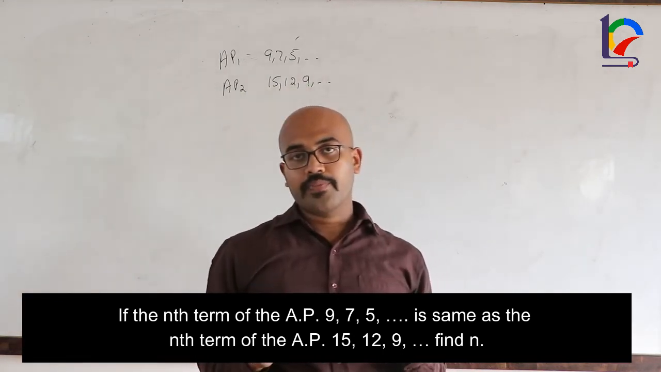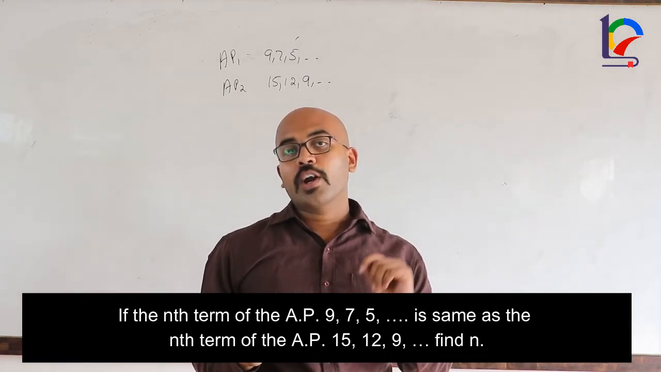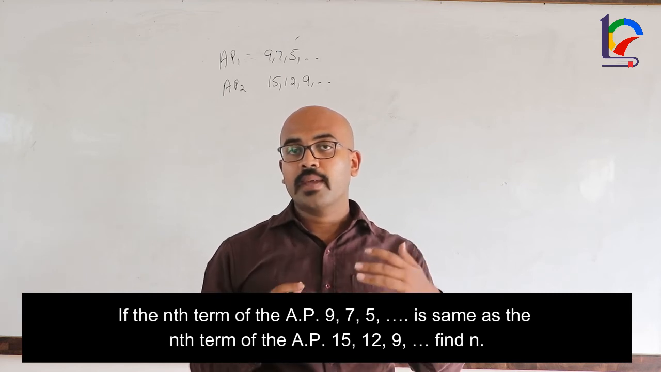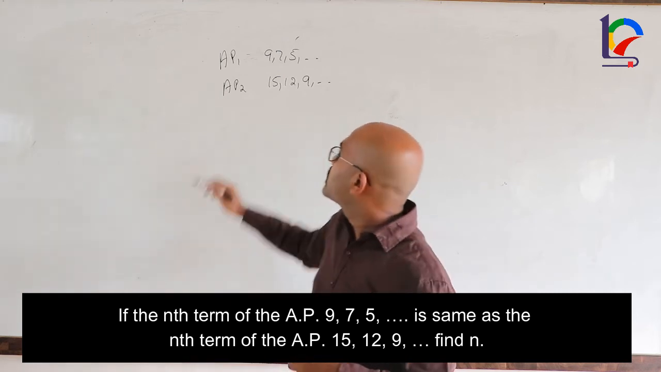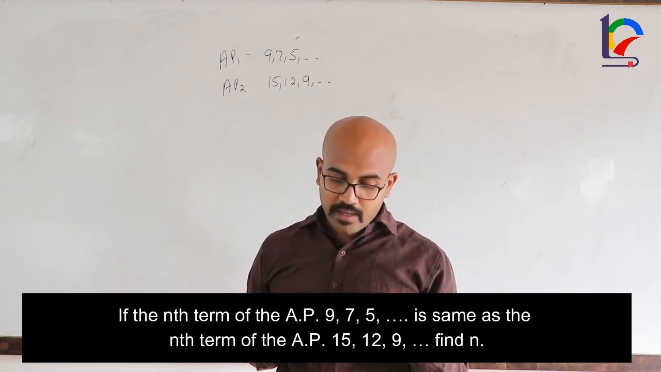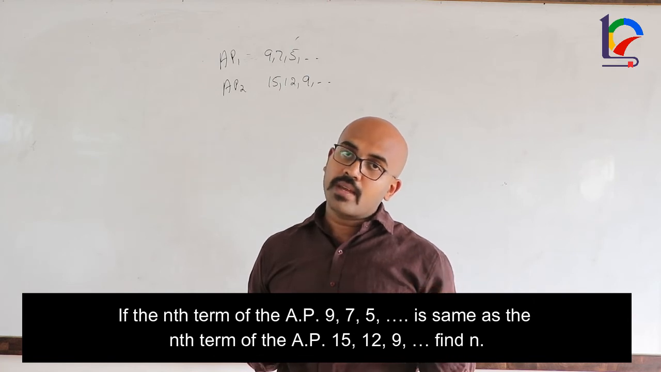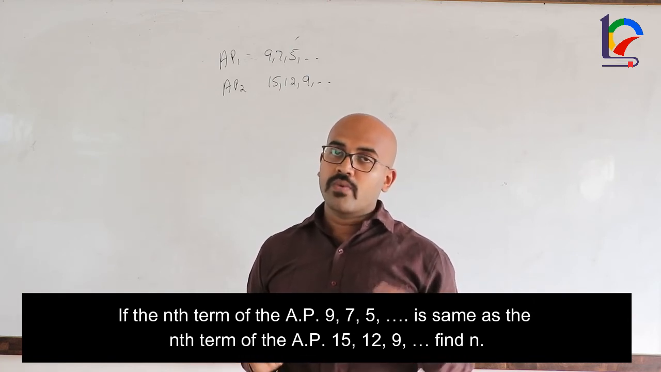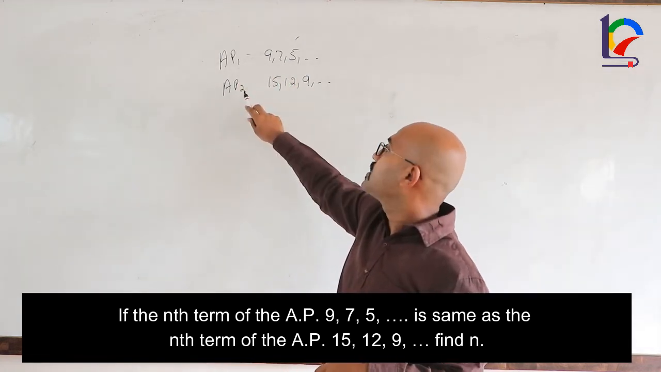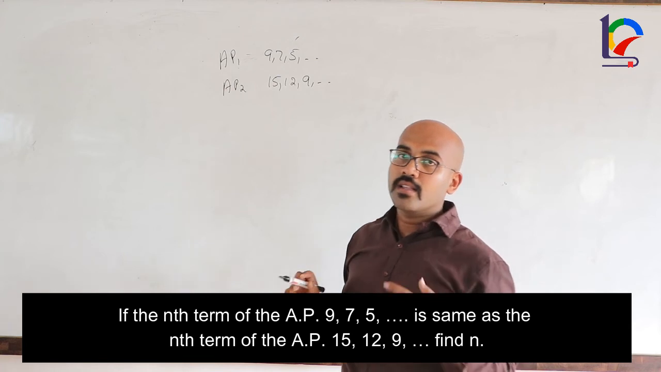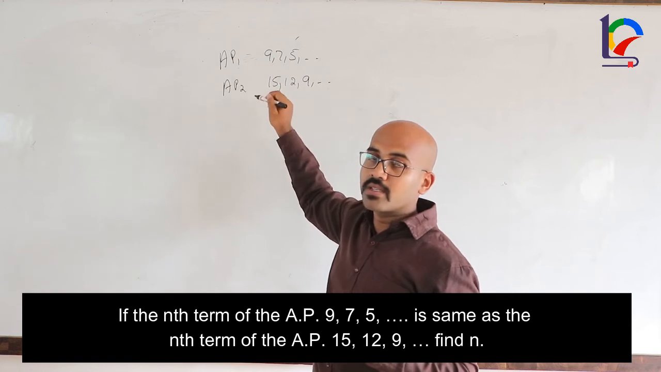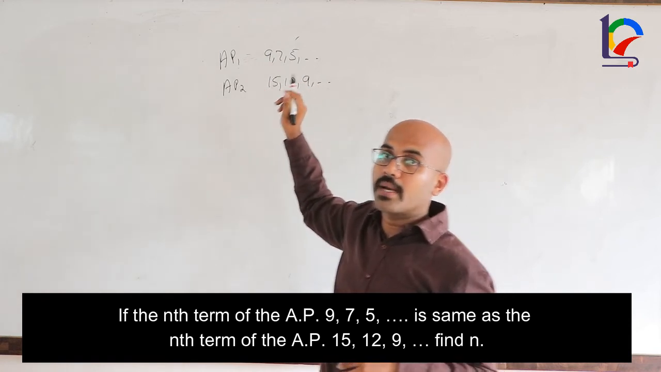There are two APs. We need to find for what value of n both the APs have the same term. I repeat, if the nth term of AP 9, 7, 5 is the same as the nth term of an AP 15, 12 and 9, find the value of n. So the first AP is 9, 7, 5, the second AP is 15, 12 and 9. In these two, there is a common term which is the same in both the APs. So we need to find what is that common term.